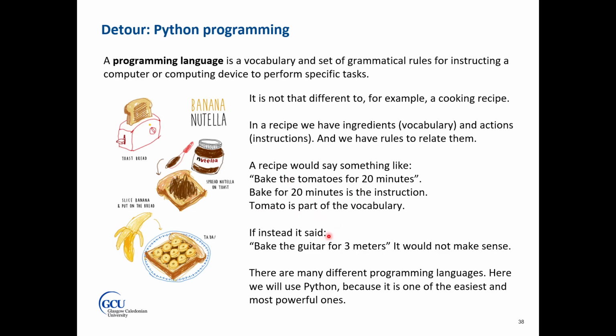But think about this: if you were reading a recipe book and it said something like bake the guitar for 3 meters, it doesn't make any sense. Bake in the context of cooking makes sense, but the guitar doesn't. And 3 meters is not the kind of instruction that you would expect near bake. So a programming language is going to be very careful about this. It's going to be very careful that all the actions that we do make sense in the context of programming. There are many different programming languages around, and in this course we are going to use Python because it's one of the easiest ones and it's also one of the more powerful ones.